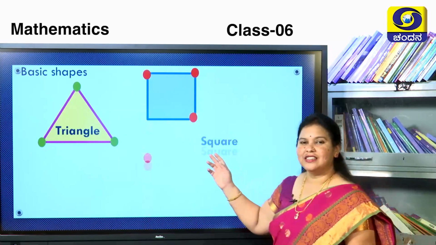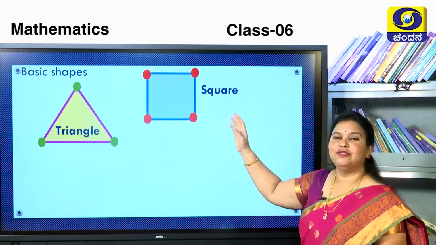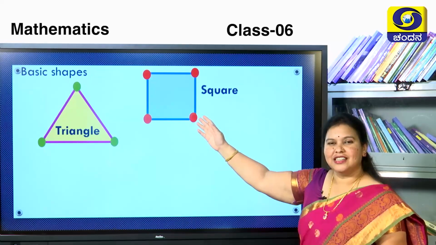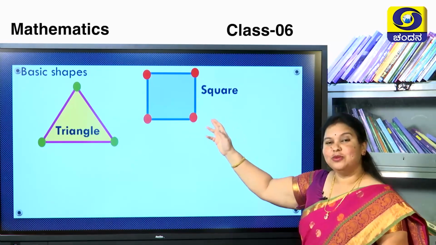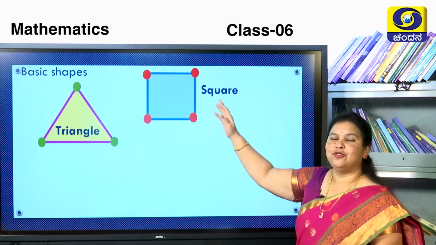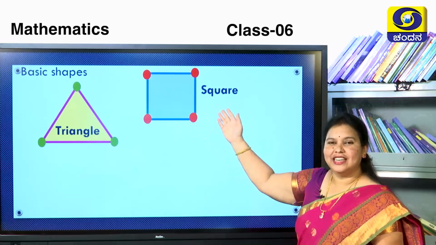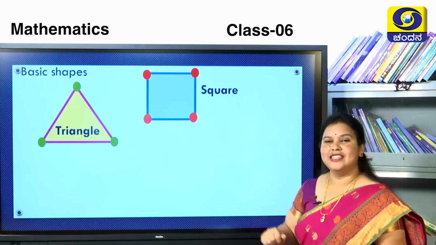What is this? It's a square. How many sides are there? 4 sides. How many corners are there? 4 corners. And how many vertices? Yes, that is also 4. Since it has 4 corners and 4 sides and 4 vertices, we call it as square. We'll see the next one.